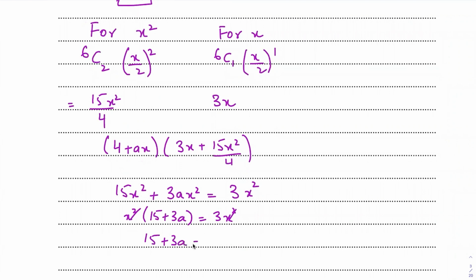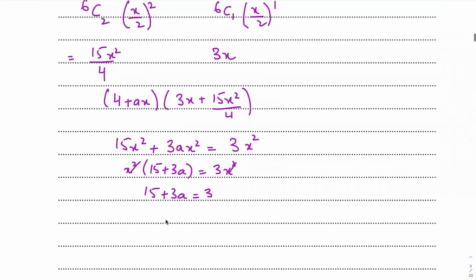So 3a will be 3 minus 15. So a will be (3 minus 15) upon 3, which is minus 12 upon 3. So the value of a is minus 4.